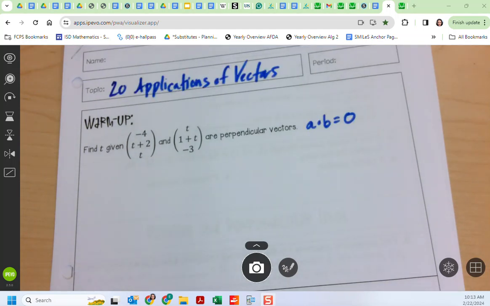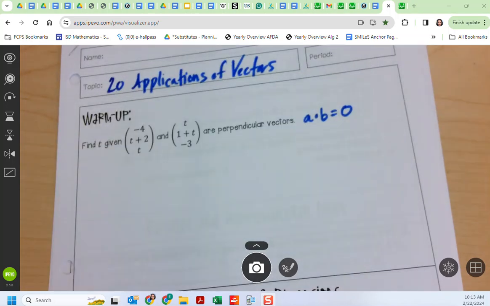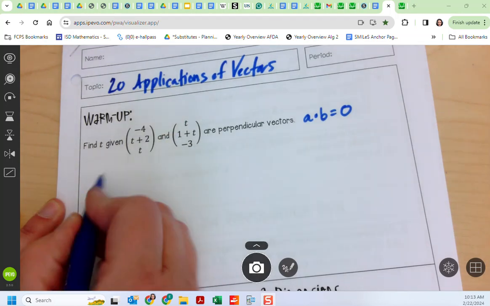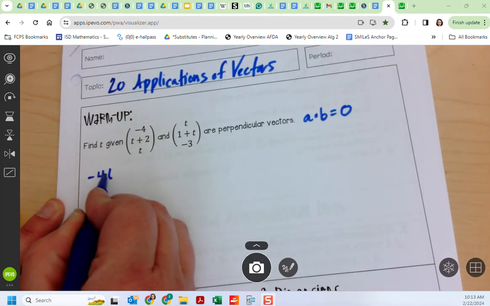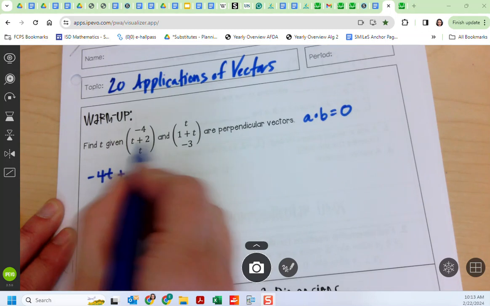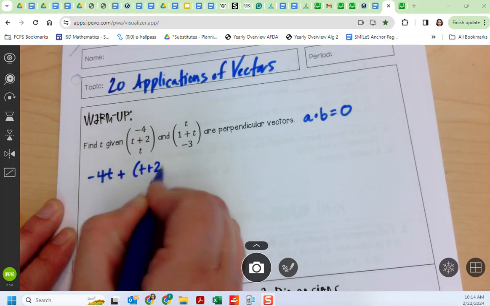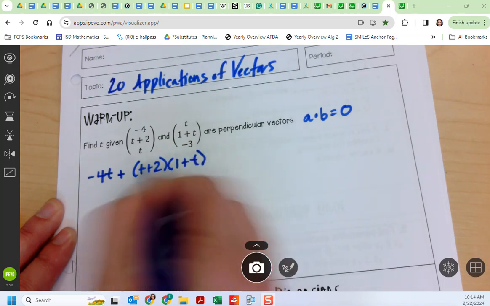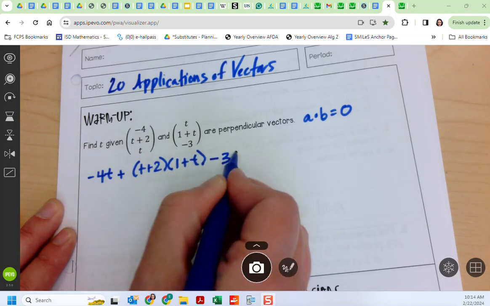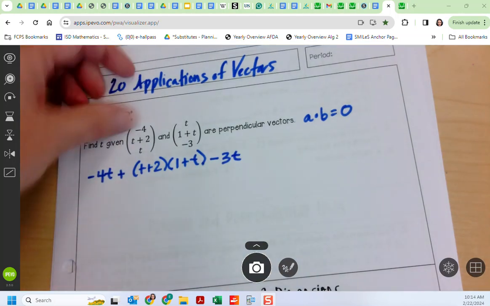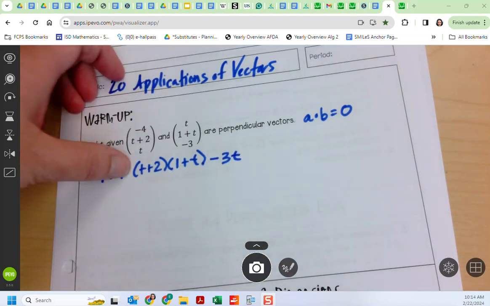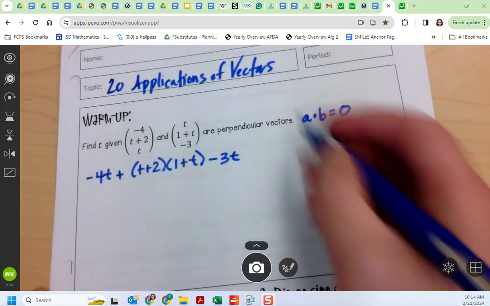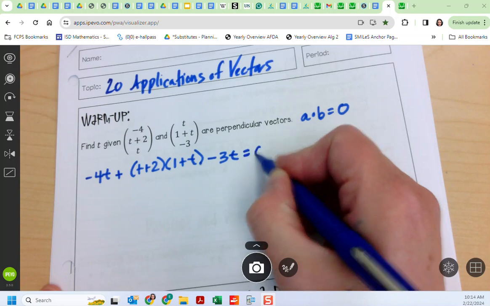All right, so we know that they're perpendicular if their dot product is 0, and so we're going to write the dot product out: negative 4t plus t plus 2 times 1 plus t, and then plus negative 3t or minus 3t. So remember, the dot product is when you multiply the first one times the first one, and then you add that to the second times the second, and then add that to the third times the third. And if they're perpendicular, the dot product would be 0.